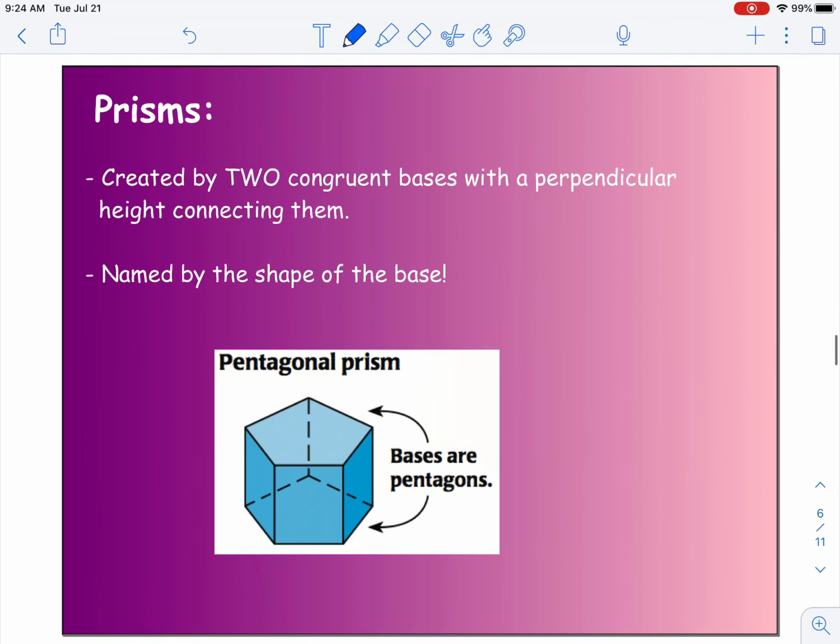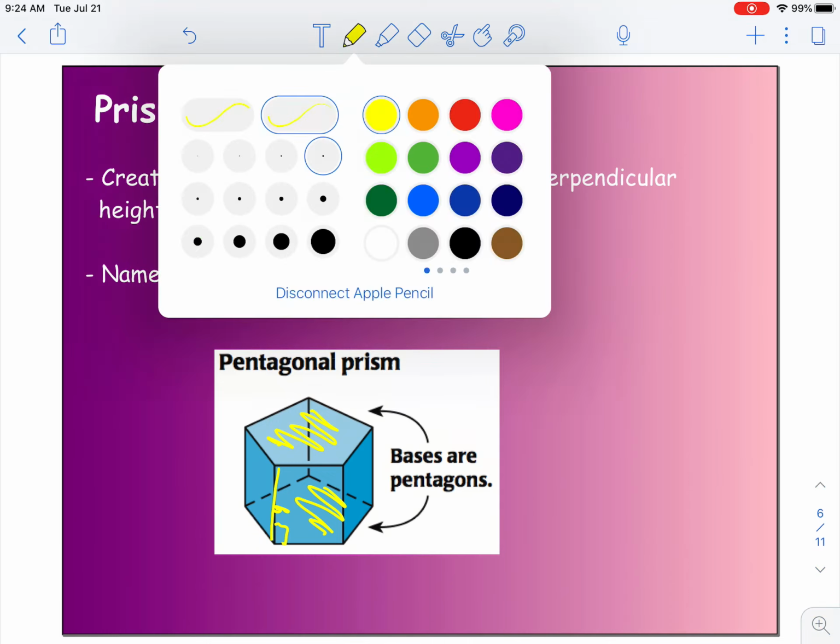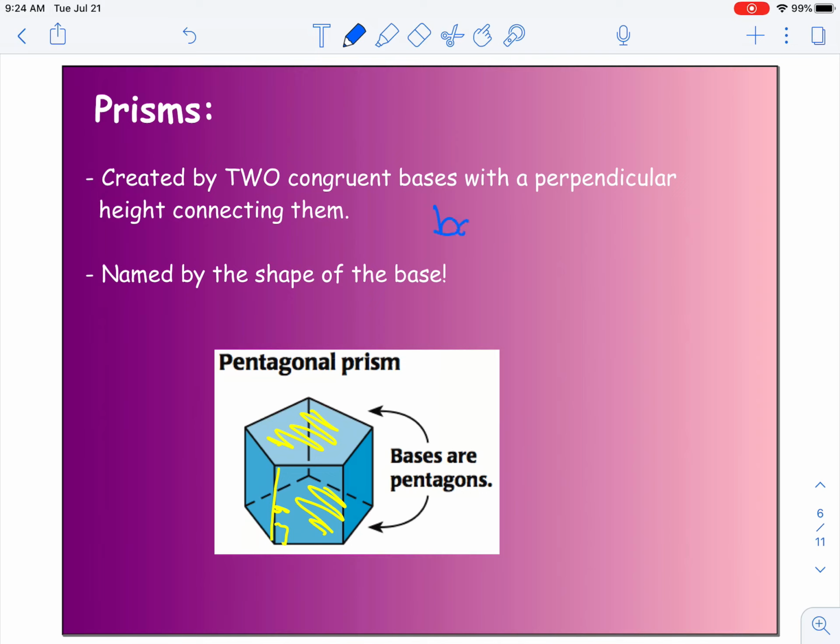So let's talk about the first one. The first one we're going to look at is a prism, created by two congruent bases with a perpendicular height connecting them. So this would be your perpendicular height, and this would be a base and a base. So the bases here are pentagons, and that's why we call it a pentagonal prism, because it's named by the shape of the base. Now, one other thing to note is that the bases in a prism are parallel to each other.